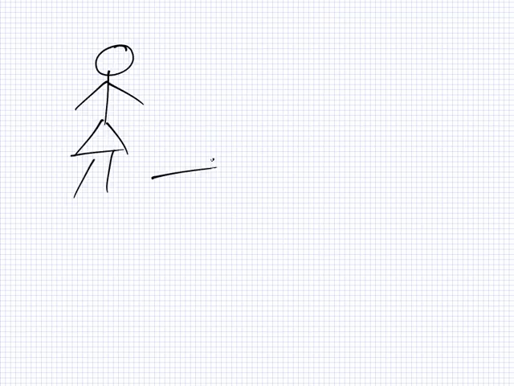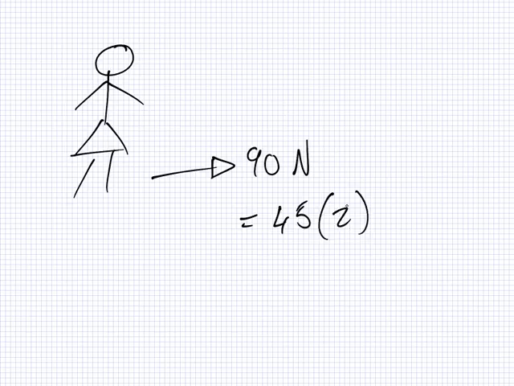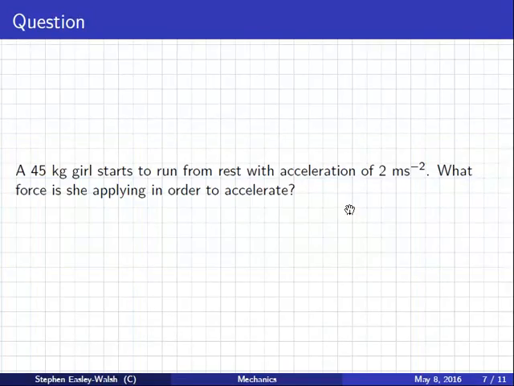So, if she starts to run, in her legs, the force is 90 newtons. And that's equal to, it was 45 multiplied by 2, as an example. Okay.